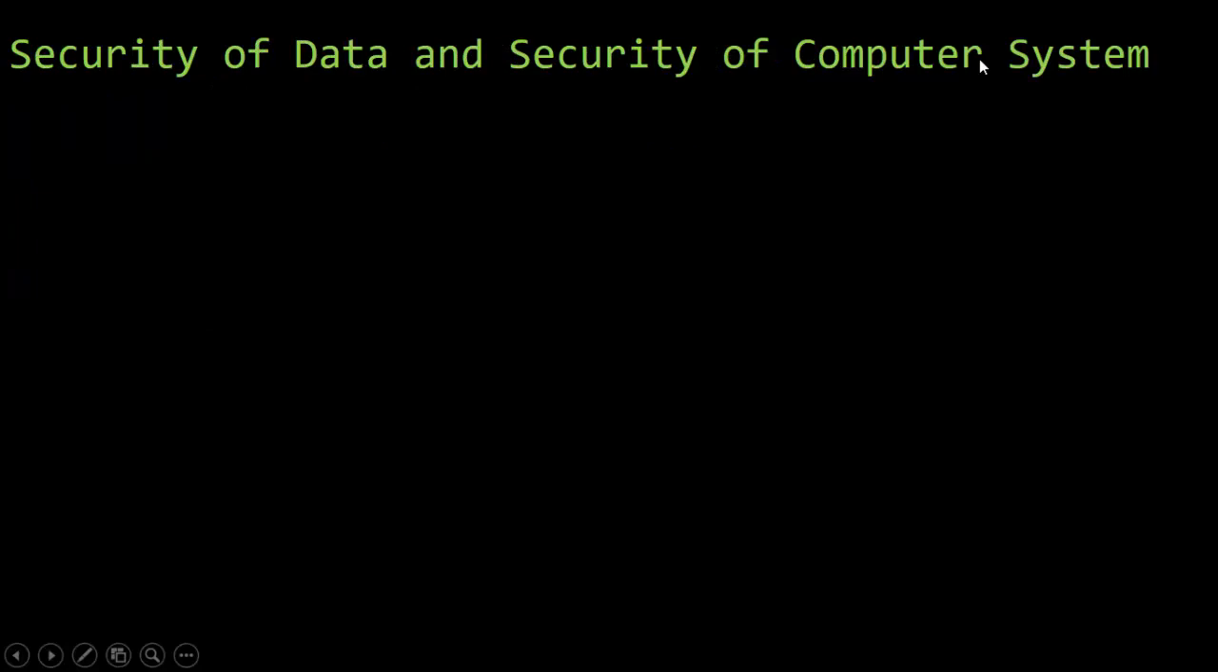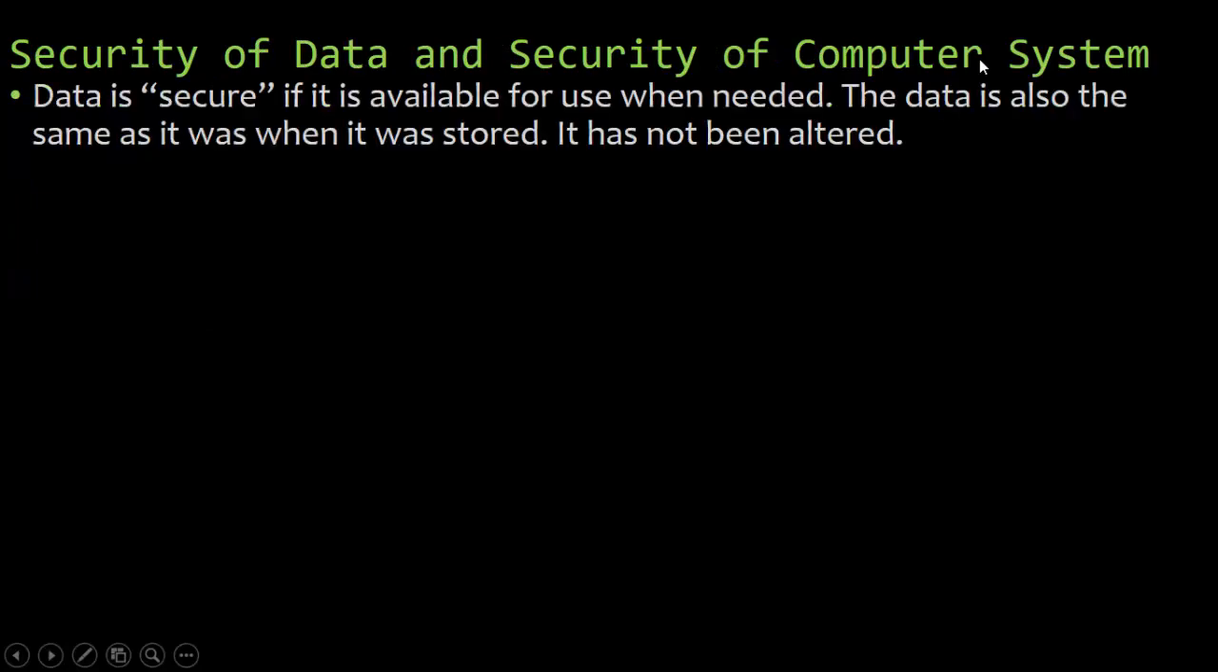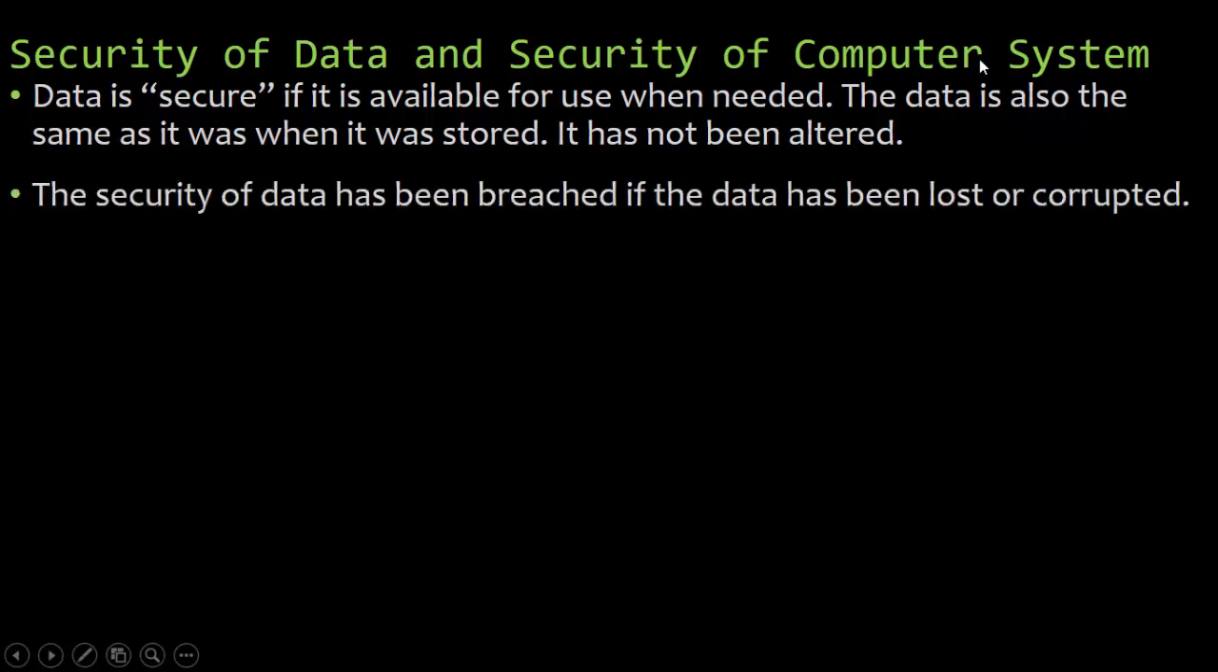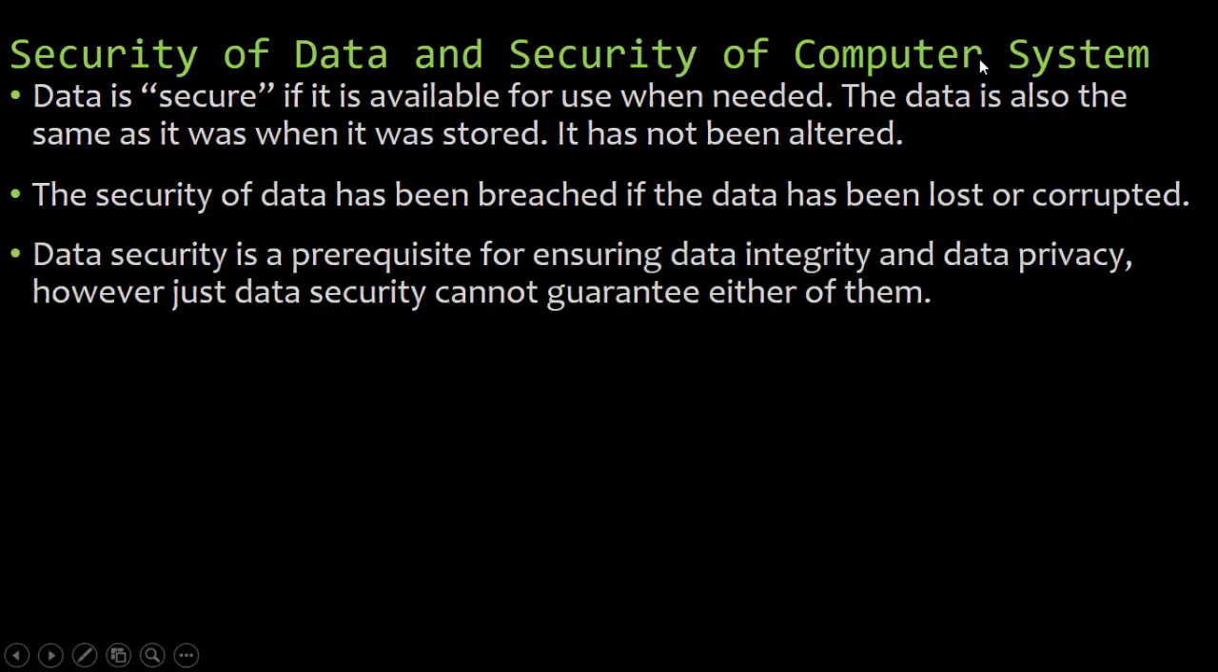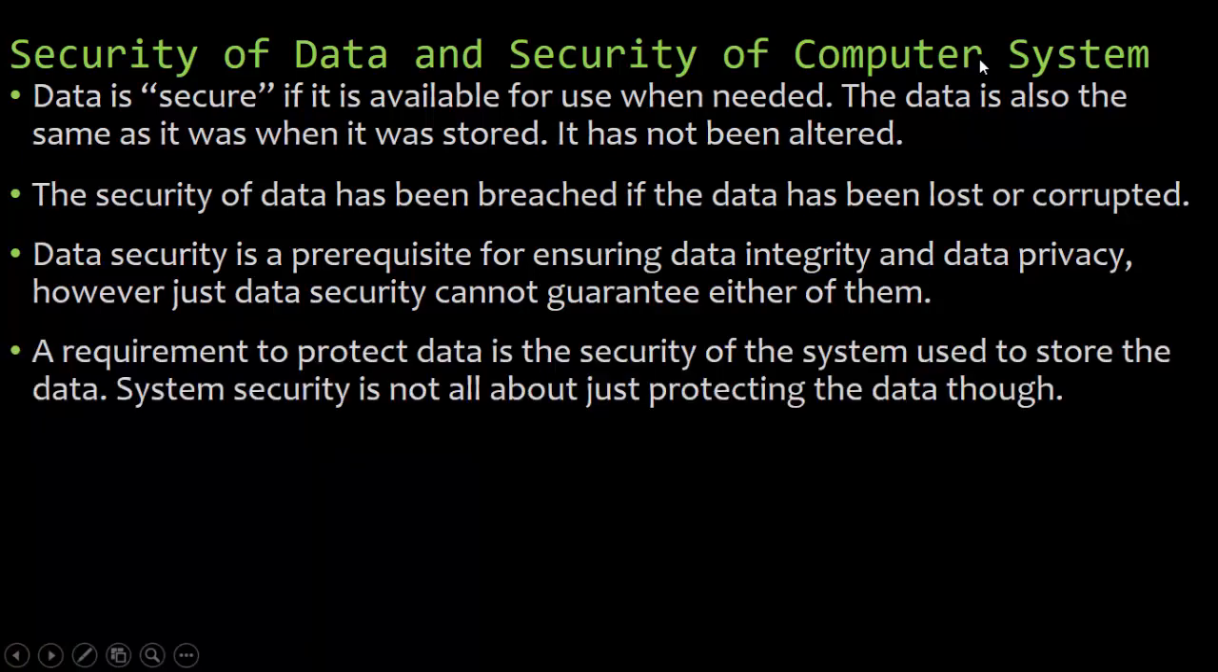So security of data and security of a computer system. Data is considered secure if it's available for use when it is needed. The data is also the same as it was when it was stored. It has not been altered in any way. The security of data has been breached if the data has been lost or corrupted. Data security is a prerequisite for ensuring data integrity and data privacy. However, just data security cannot guarantee either of them.